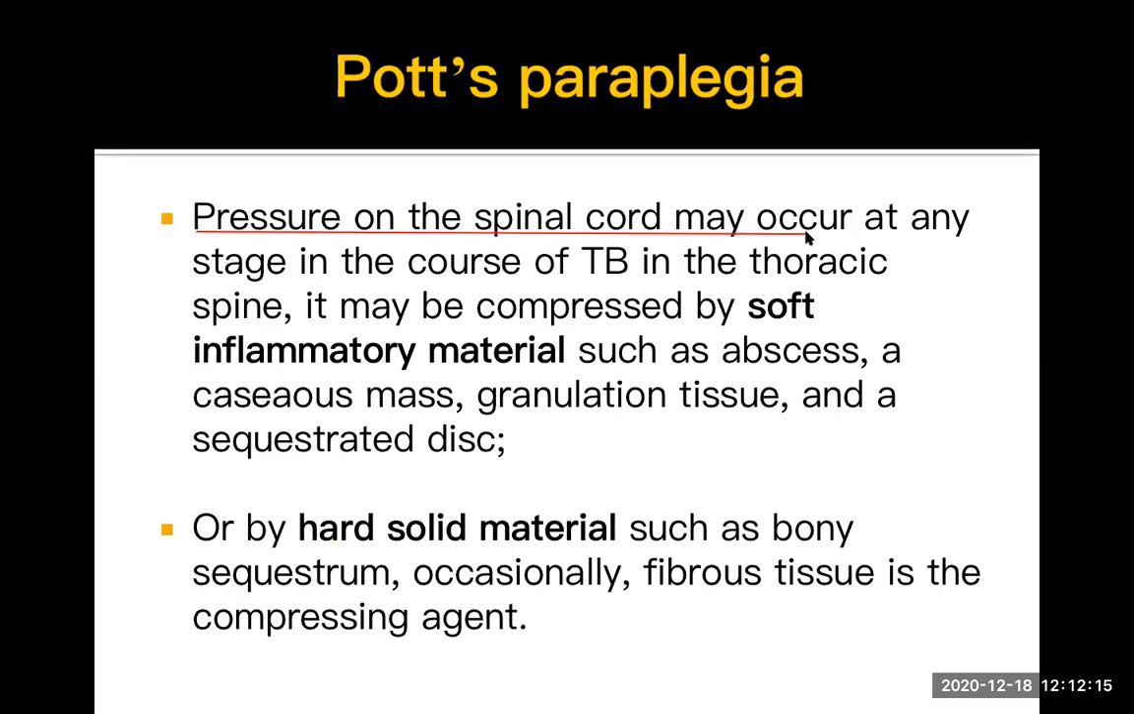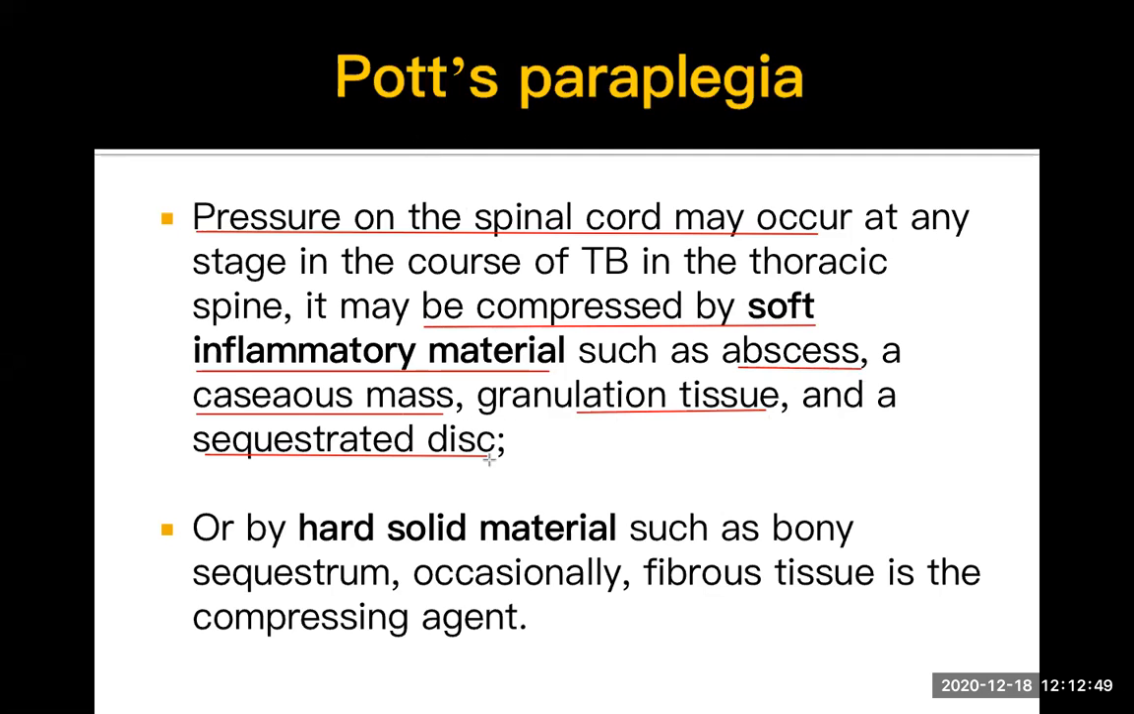Pressure on the spinal cord may occur at any stage in the course of TB in the thoracic or thoracolumbar spine, and this spinal cord may be compressed by soft inflammatory material like abscess, a caseous mass, granulation tissue, and a sequestrated disc. Okay, so all these terms are quite easy for you except the sequestrated disc, which may be a new term for you. So please listen here.